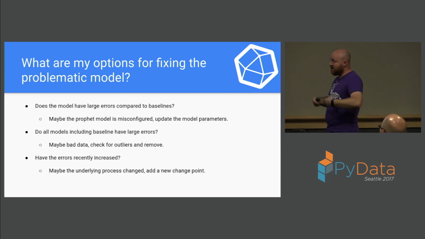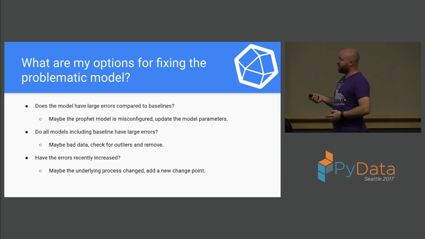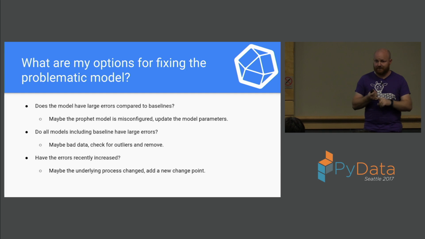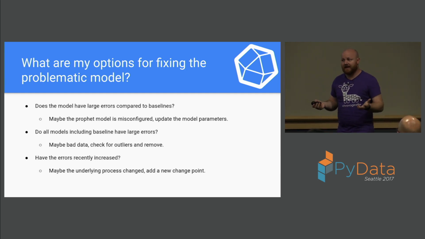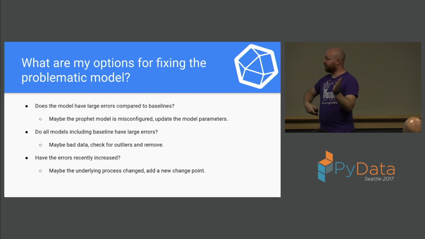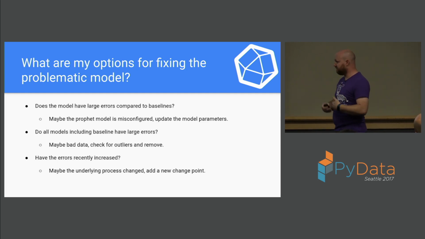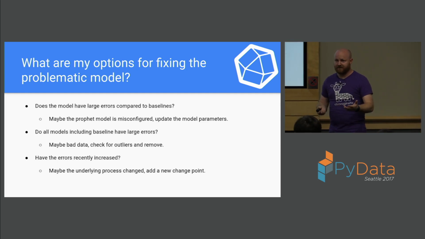So then we just know that, hey, the Prophet model has bad parameters. Let's fix it. Another possibility was that all the models went bad. So even the simple Holt-Winters and the simple mean model went bad. Well, in that case, it's likely that there's some outlier in the data just throwing all the models off. Go find it, remove it. Right? That's something that's really simple to do.